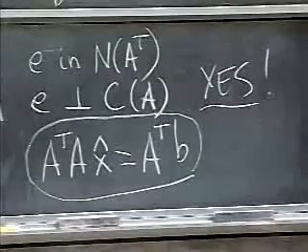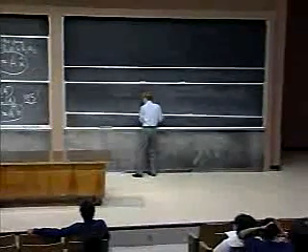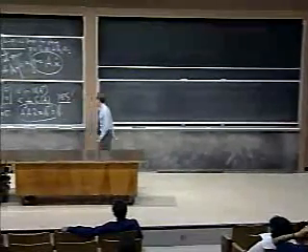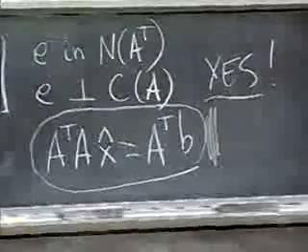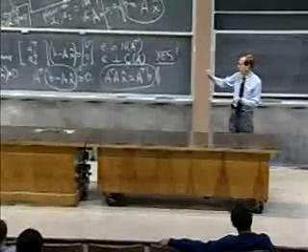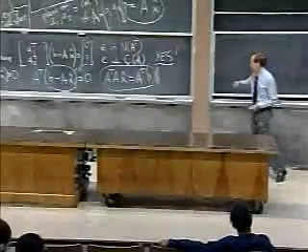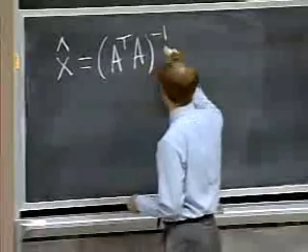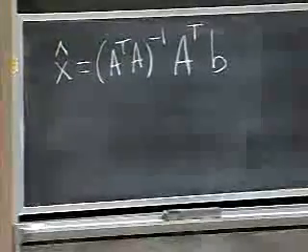Okay, can I move to the next board for the solution? This is the key equation. Now I'm ready for the formulas that we have to remember. What's x hat? What's the projection? What's the projection matrix? Those are my three questions that we answered in the 1D case, and now we're ready for the n-dimensional case. So what is x hat? Well, what can I say but A transpose A inverse A transpose B. That's the solution to our equation.